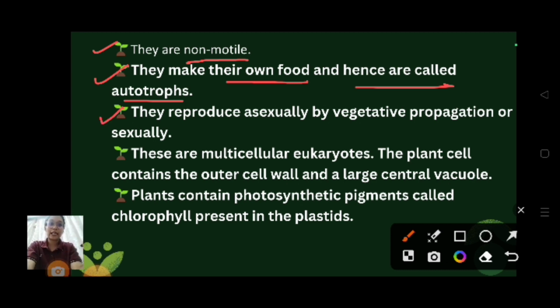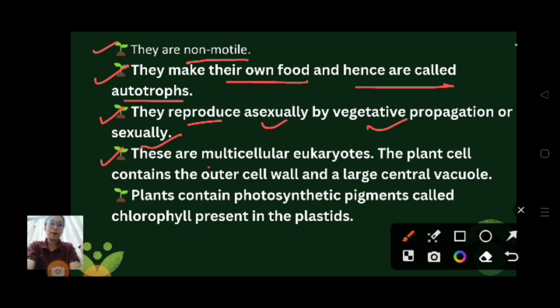Next, third point, it is saying they reproduce vegetatively also, and sexually also. Three modes of reproduction we can see. We can see vegetative propagation, we see asexual reproduction also, we see sexual reproduction also. Getting? Moving on to the next point, that is point number 4.